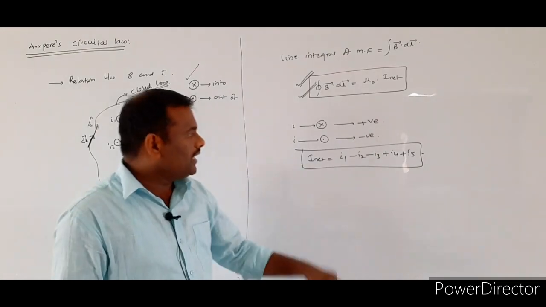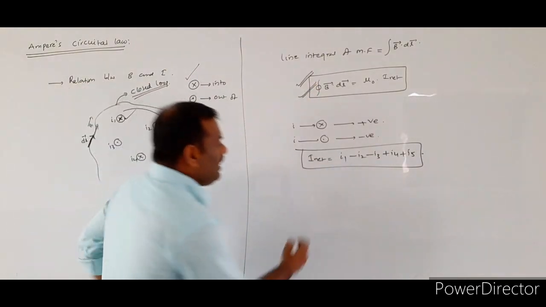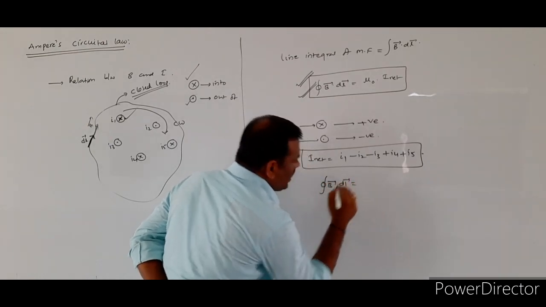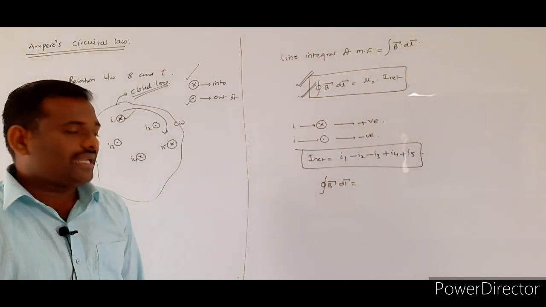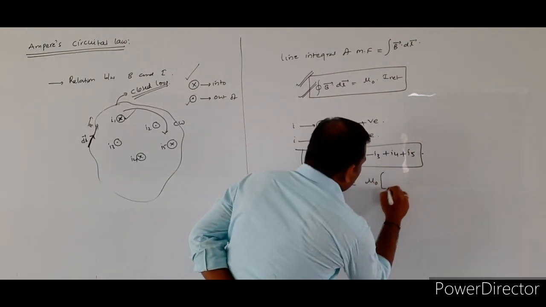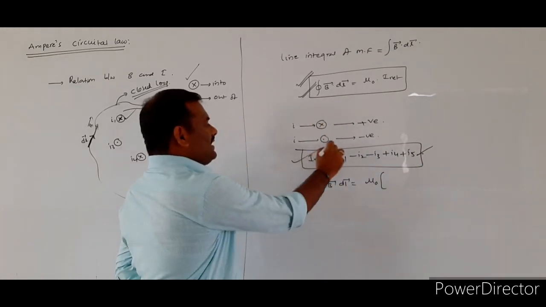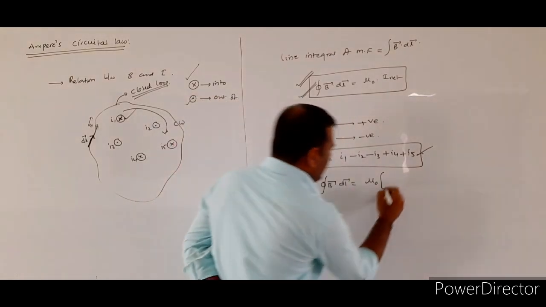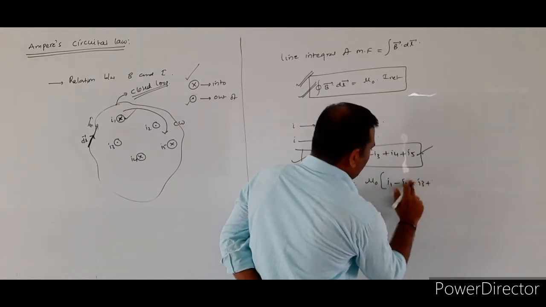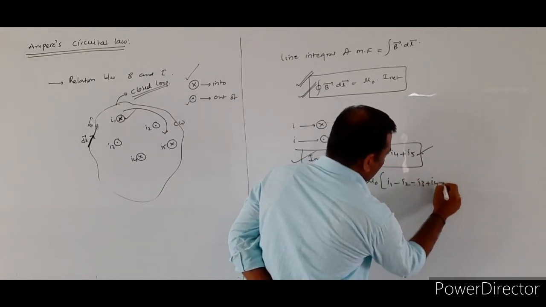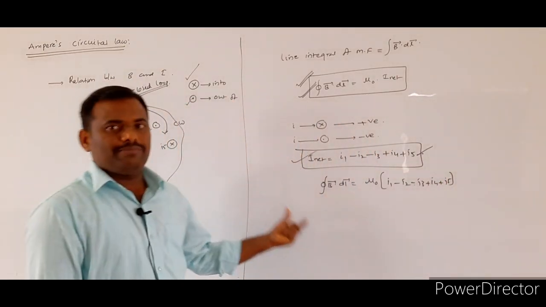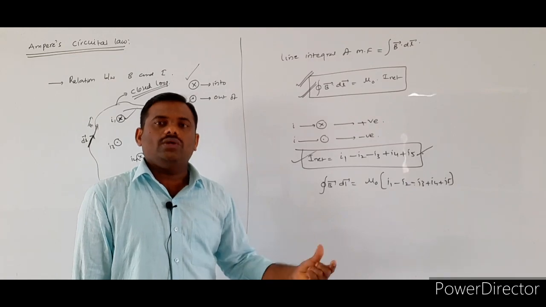Once you know the net current value, according to Ampere's circuital law, the line integral of B bar dot dl bar is equal to mu naught into I net. In the place of I net, what value do we have to write? I1 minus I2, minus I3, plus I4 and plus I5. So this is simply Ampere's circuital law.